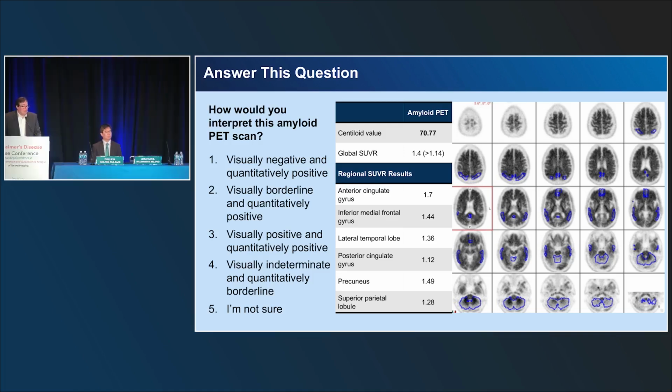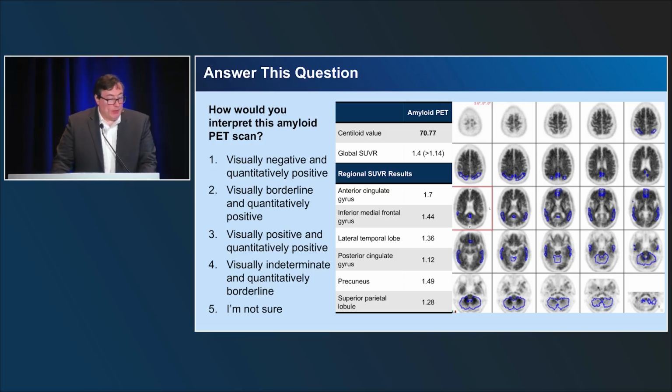Visually negative and quantitatively positive, visually borderline and quantitatively positive, visually positive and quantitatively positive, visually indeterminate and quantitatively borderline, or I'm not sure. And I would note those ROIs look reasonable. Excellent. So the vast majority of folks rated this as visually and quantitatively positive. And this is not surprising based on their presentation and the positive plasma blood test.